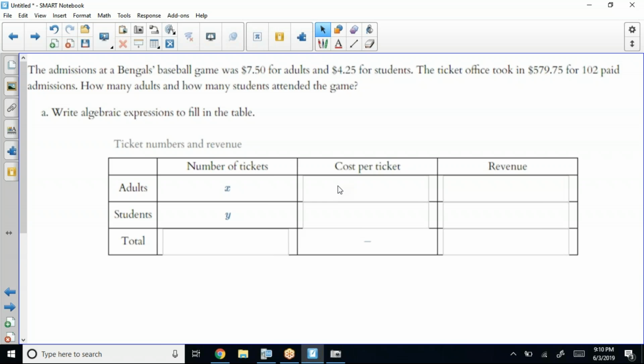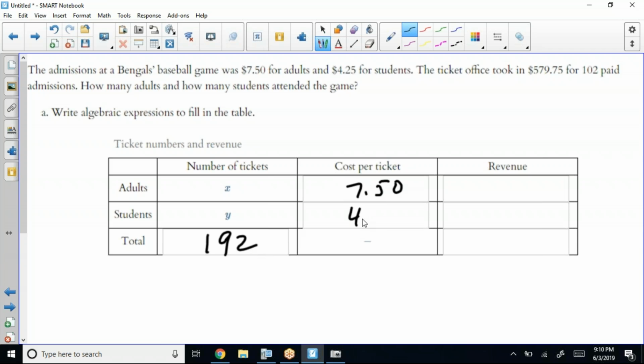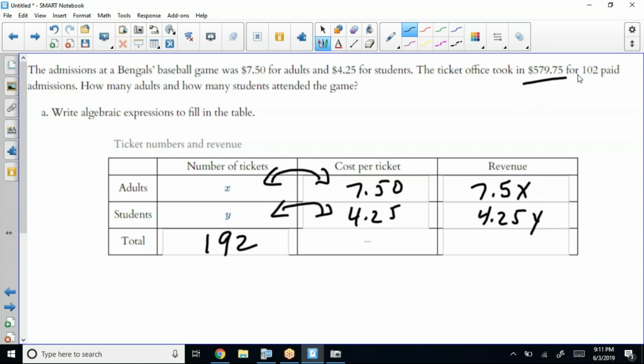The admission at a Bengals baseball game was $7.50 for adults and $4.25 for students. The ticket office took in $579.75 for 192 people that paid, right? So that's the key. The cost per ticket for an adult was $7.50 and then $4.25. So you're basically taking these two right here and multiplying it. So that's how you get 7.5x and then 4.25y. And that's going to all equal $579.75.